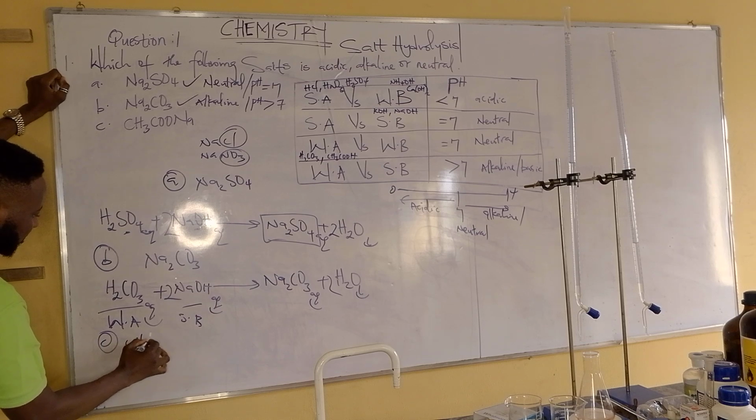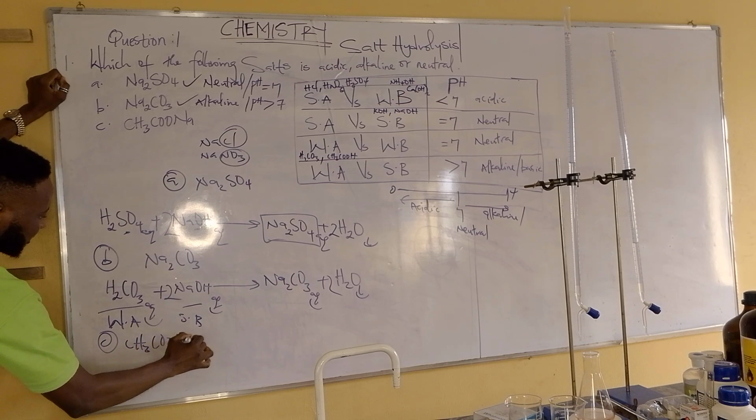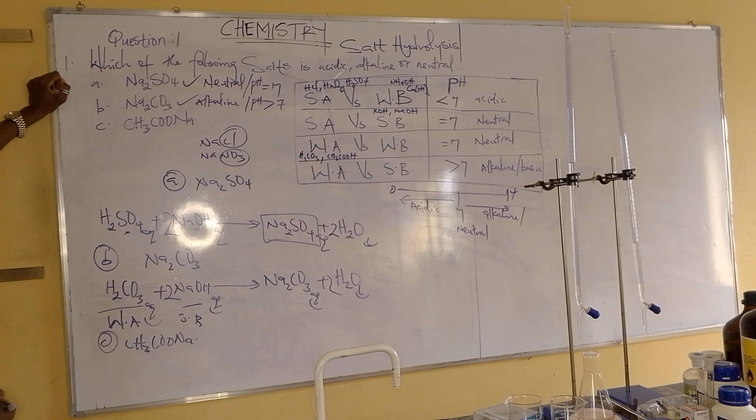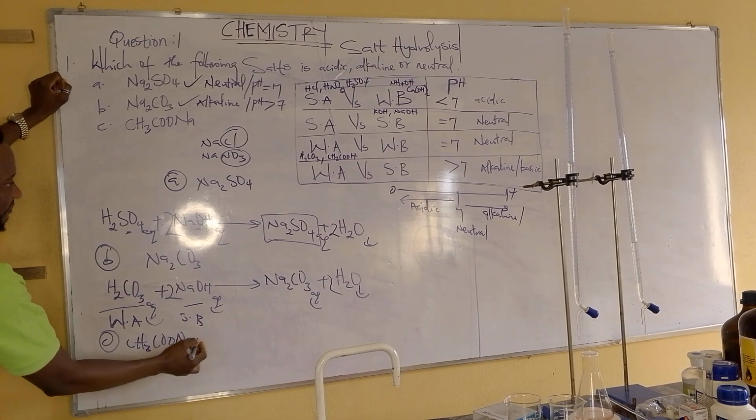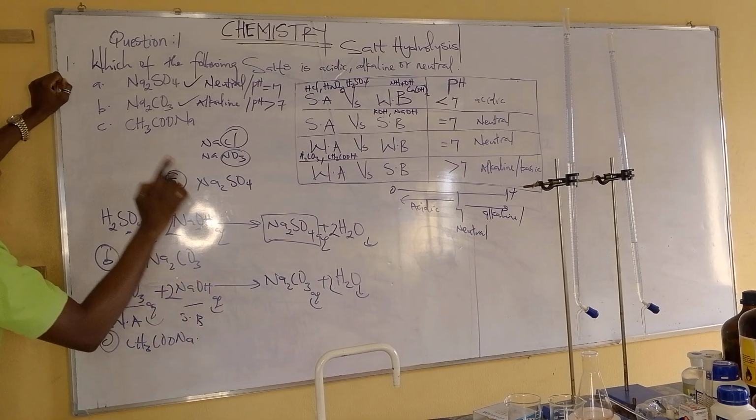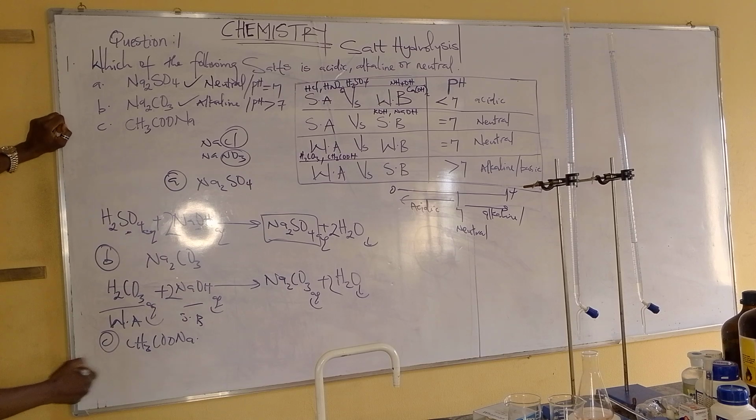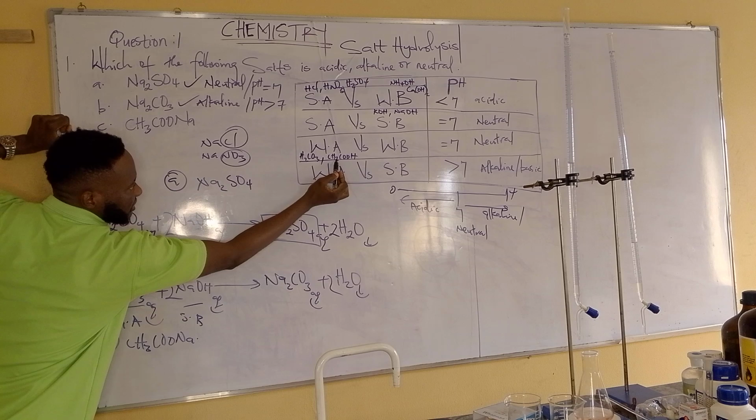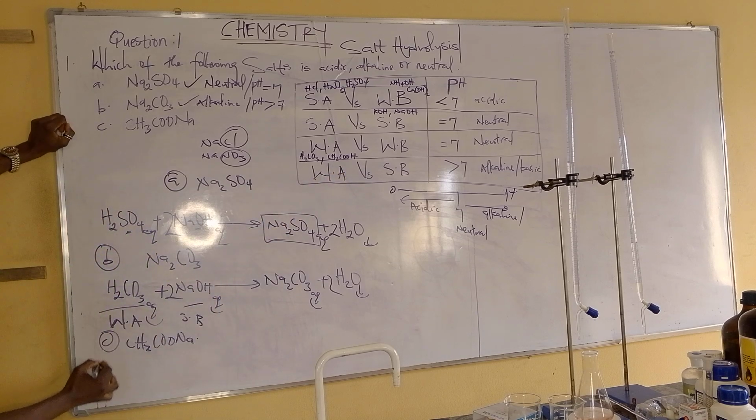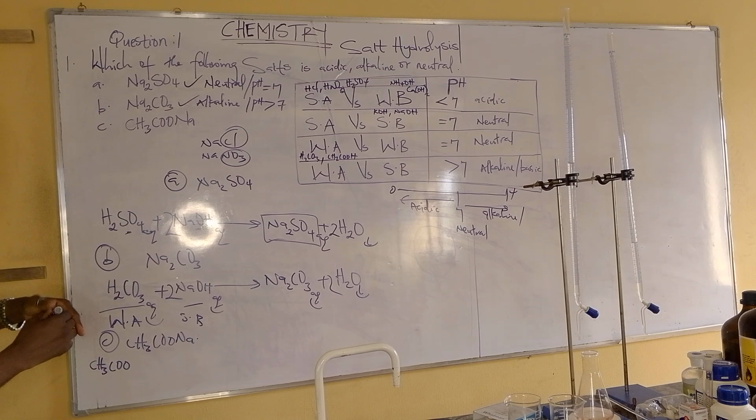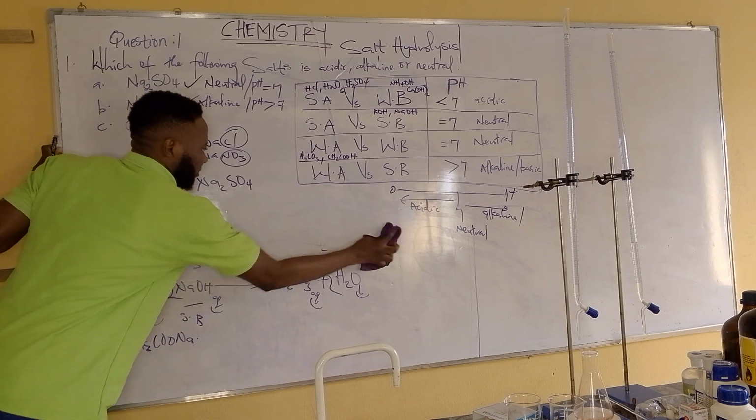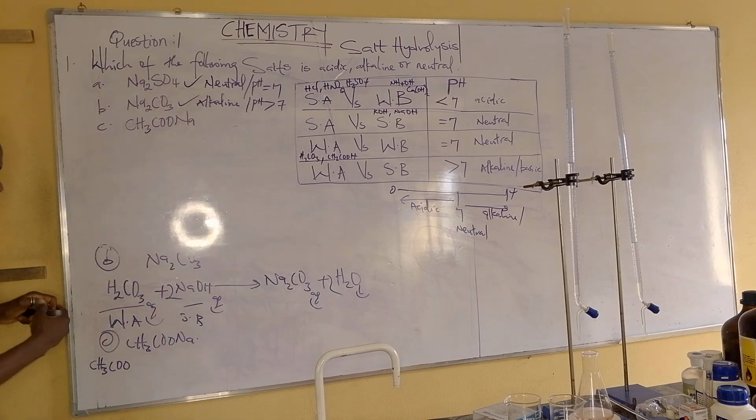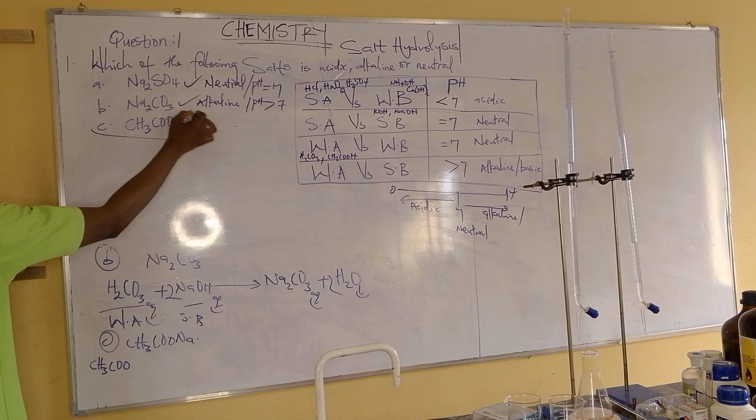Then for the last one, which is C, what do we have as C? We have CH3COONa. I've told you whenever you see Na2 or Na, take it as sodium hydroxide. Then CH3COO. Look at this acid. CH3COOH is ethanoic acid. So it's a weak acid. I don't know if you can see the dot from there. Let me erase it. So for this third one, this is where I am.